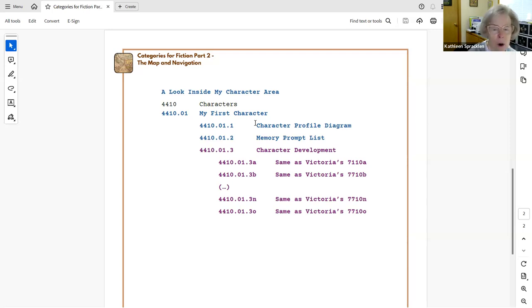So where do I put Victoria's marvelous character development cards? The fantastic cards she has about her character's world. Well, they go right in at 4410.01.3. And I've got 3A, 3B, 3N, 3O. I could go on. If she adds 6 more cards, I can fit them all in. I don't know what she's going to do when she gets past C, but hey, I'll wait and see. So that's my look at characters and how I arrange my box.